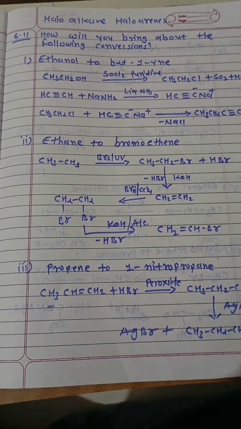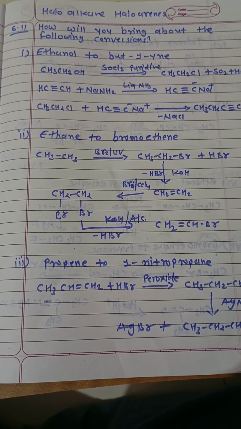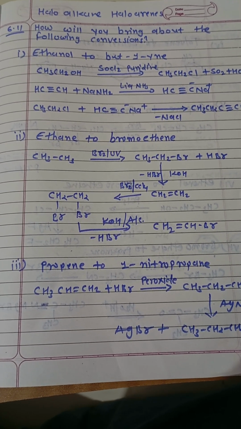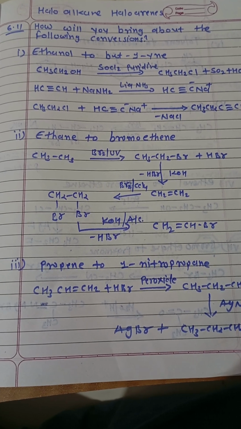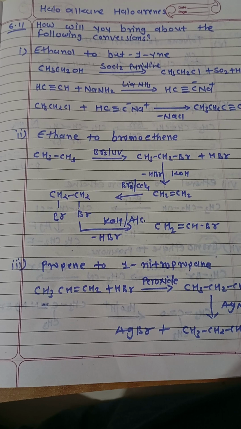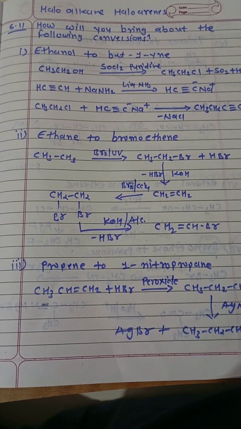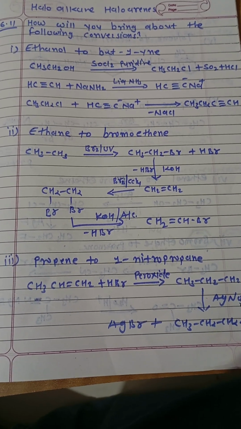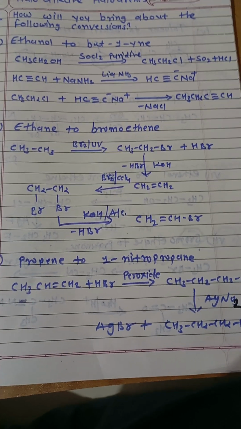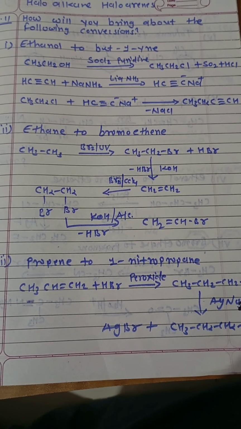Today we have the solution of question number 6.11 from the chapter Haloalkanes and Haloarenes. The question is: how will you bring about the following conversions? We start with the first conversion, ethanol to but-1-yne. The steps are given to us.